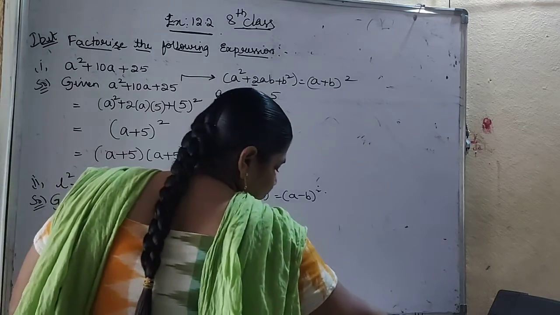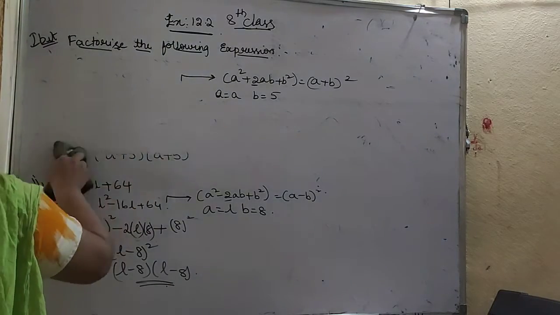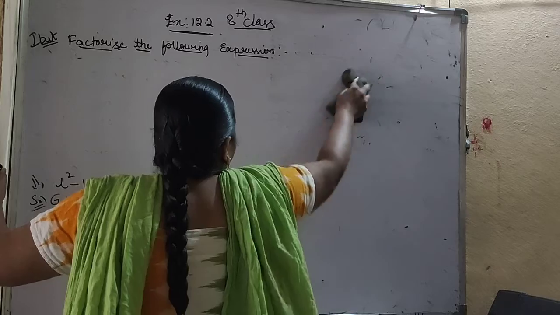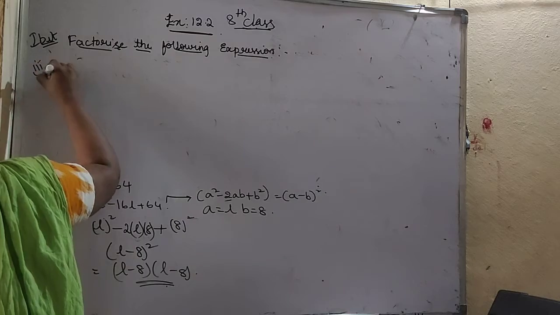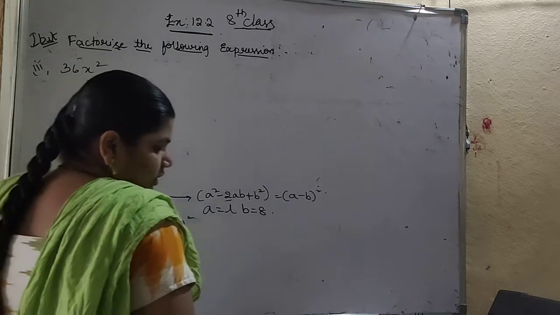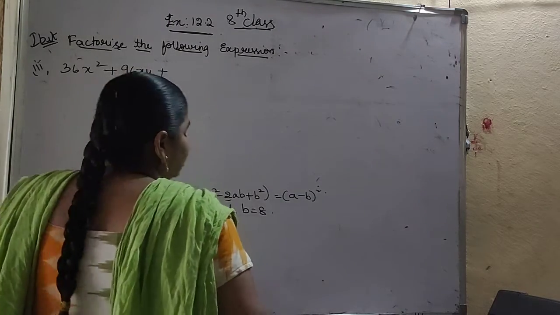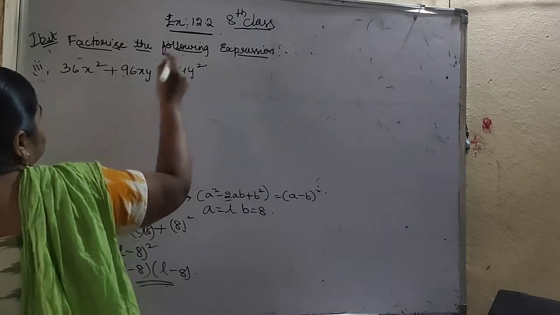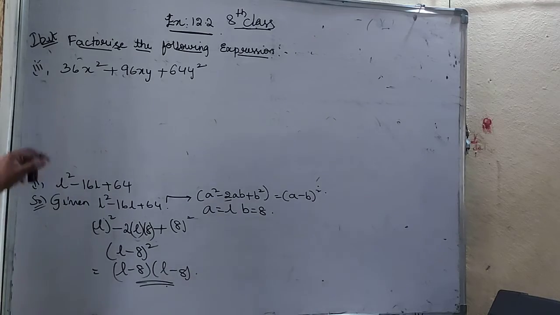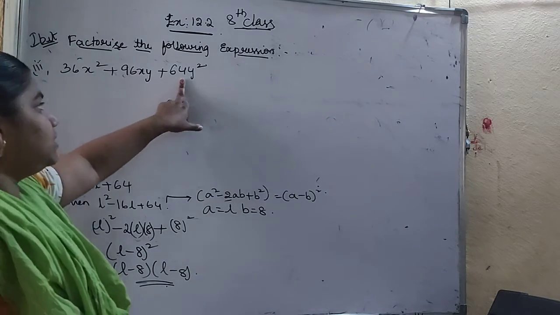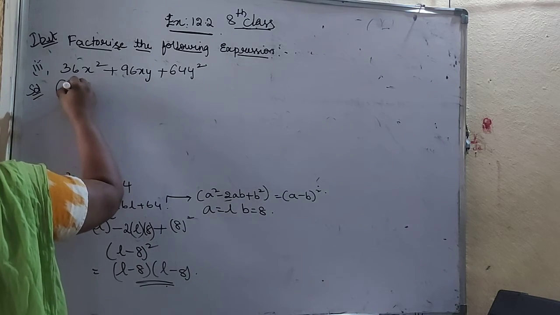Next one, the third one: 36x square plus 96xy plus 64y square. If you see, the first term is a square number and the last term is also a square number. 36 can be written as 6 square and 64 can be written as 8 square. So both are squares, so we can apply the identity.